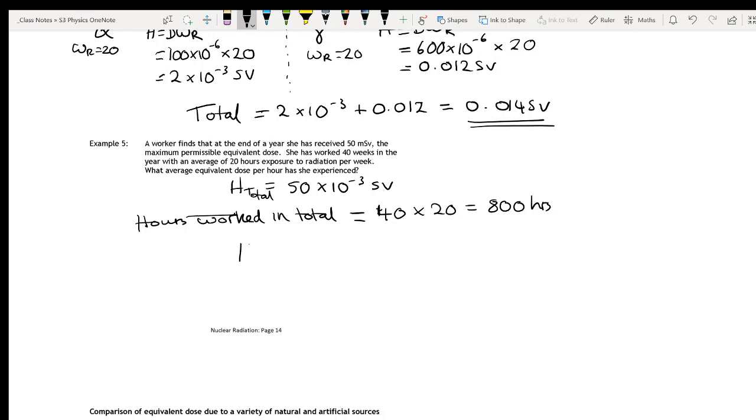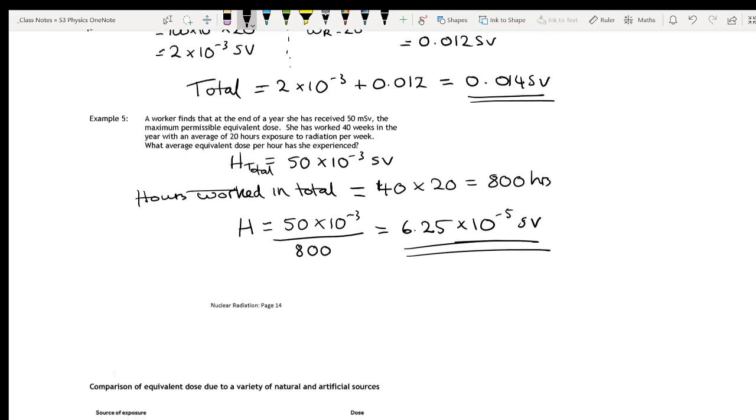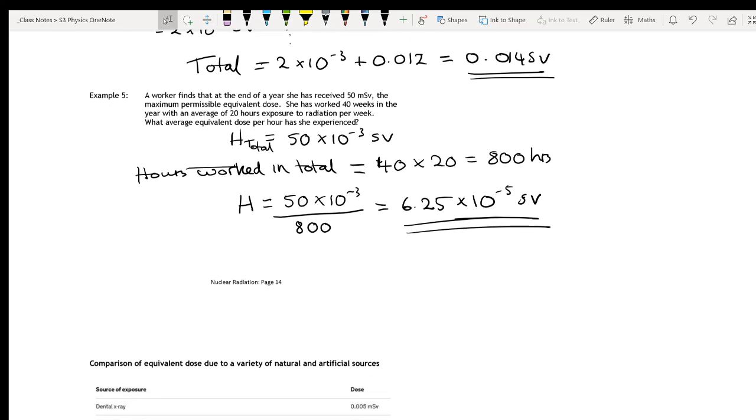So to find out the equivalent dose per hour, we take the total equivalent dose and divide it by the number of hours worked, which is 6.25 times 10 to the minus 5 sieverts. Again, try it with your calculator. If you're not getting the right answer, please give me a shout and we can work out what's going on. And the average background equivalent dose in the UK is around 2 millisieverts.